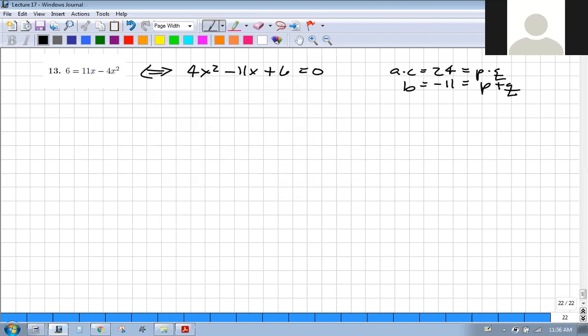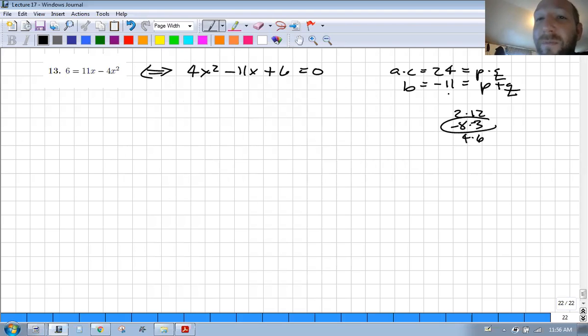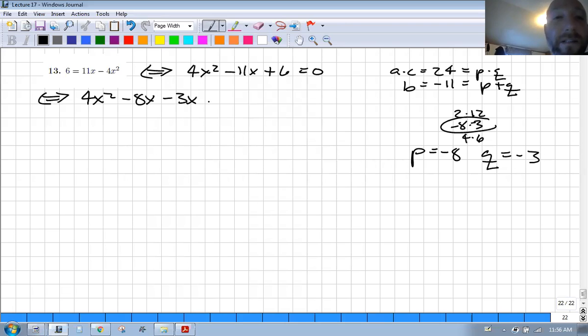Let's see. 24, we got a 2 times 12. I don't think this one's gonna work out. We got an 8 times a 3, or 3 times 8. Got a 4 times 6. Let's see, what about 8 and 3? If I make them both negative, they multiply to give me a positive 24, but add to give me a -11. So let's let P be -8 and Q be -3. So I'll rewrite this -11x as -8x minus 3x.